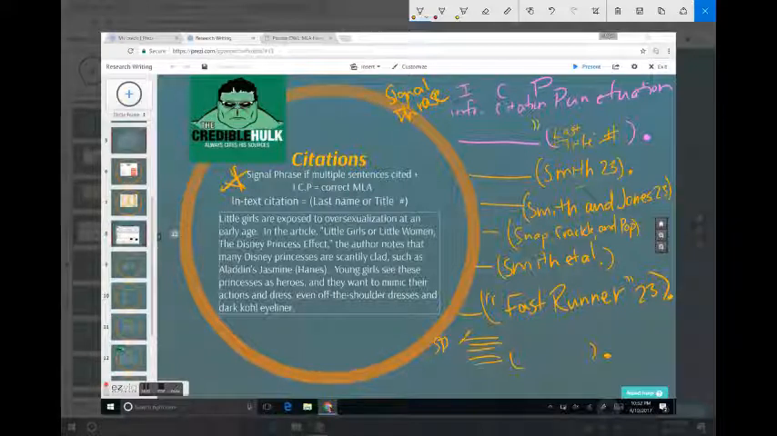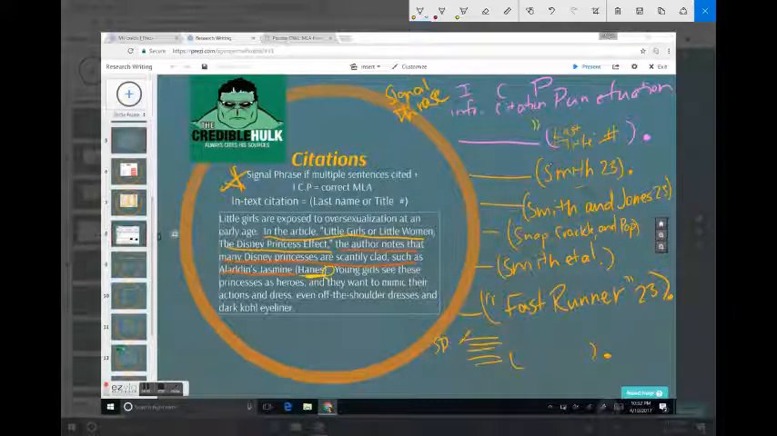You can see here in the article, "Little Girls or Little Women, the Disney Princess Effect." So there's my signal phrase. And then the author notes that many Disney princesses are scantily clad, such as Aladdin's Jasmine. So there's my information. All right, and then I have my citation, and then you can see my punctuation right there. So that's what that looks like.